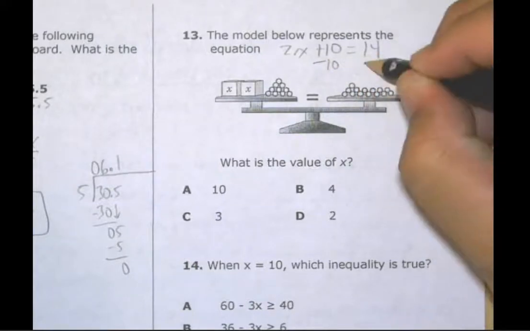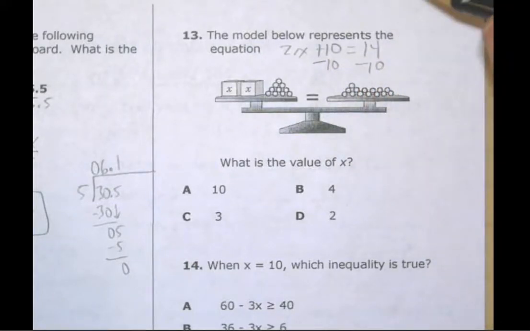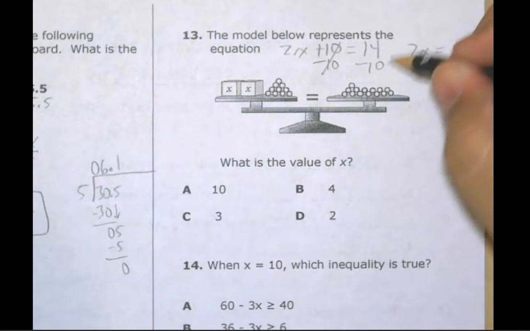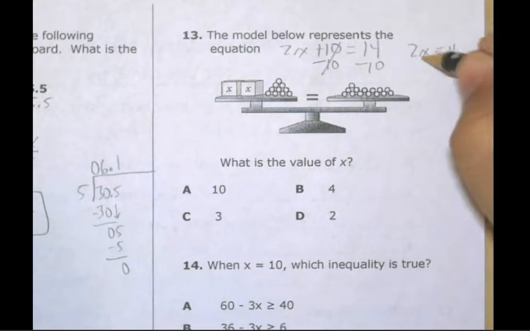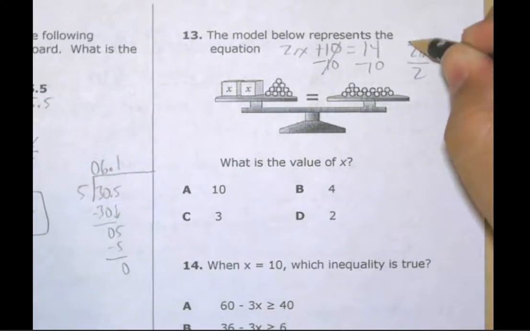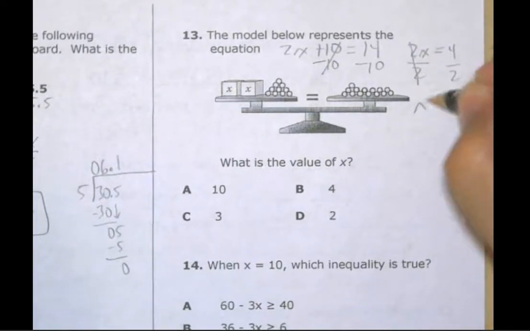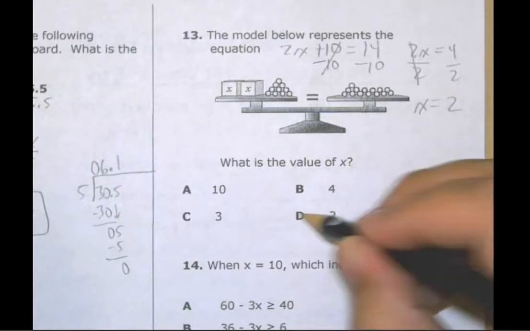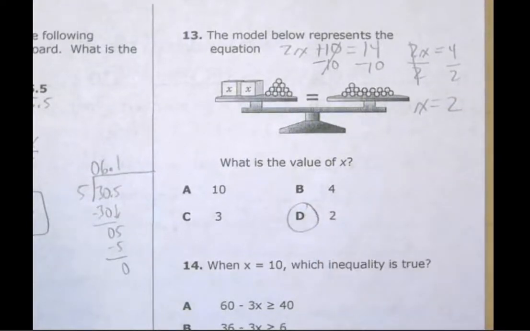Going to make my 0 pairs by taking away 10 from each side, and that will give me 2x equals 14 minus 10 is 4. Now I have 2 times x, so I need to divide. So 2 divided by 2 is 1. 1 times x is x. 4 divided by 2 is 2. And then my answer would be D, 2.